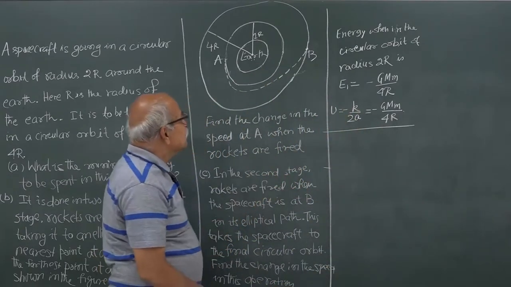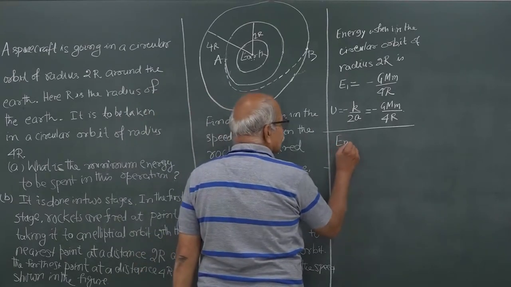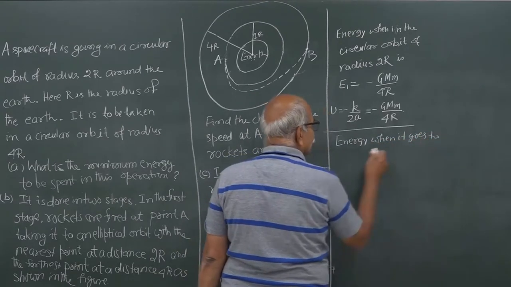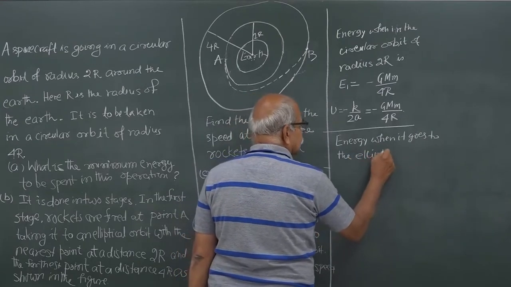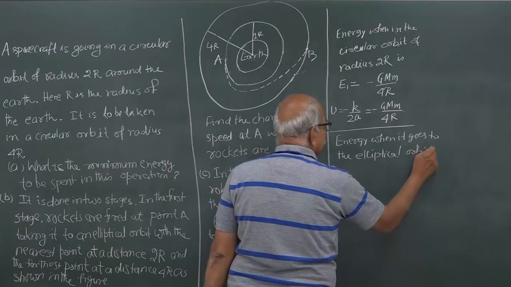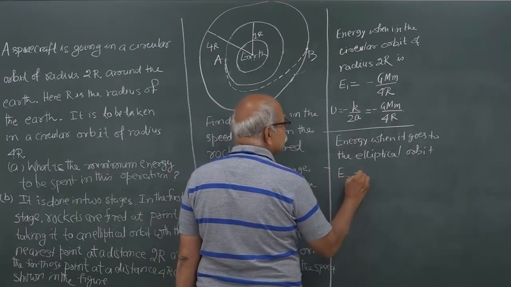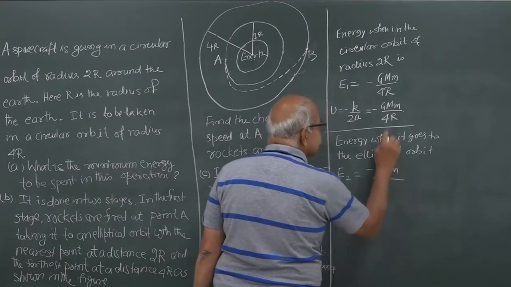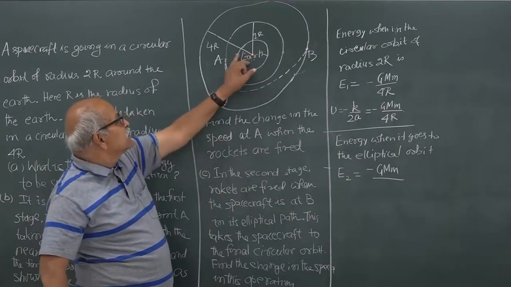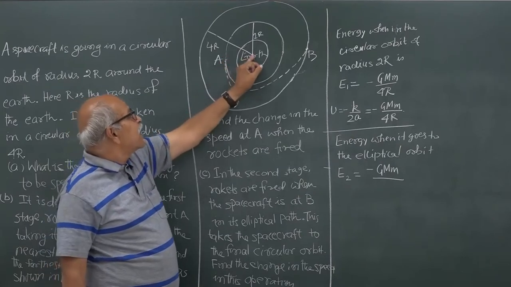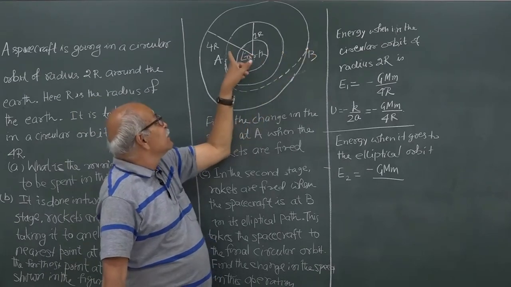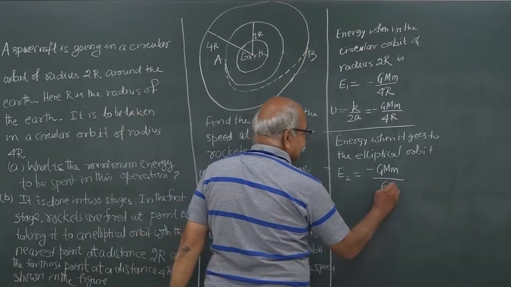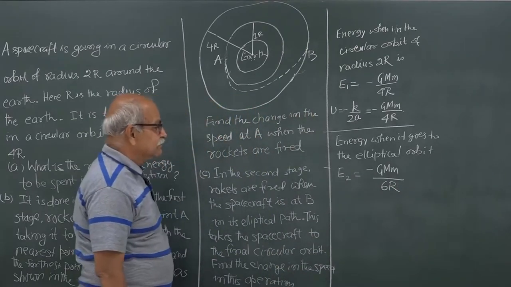So this is a simpler way of doing it, and I will be using it for the elliptical orbit. Now for the elliptical orbit, when it goes to the elliptical orbit, let us say that E2 will be equal to minus k by 2a, so minus GMm by 2a. What is 2a? This minimum distance here is 2r, and the maximum distance here is 4r, and the major axis is 2r plus 4r, that is 6r. So this is the energy.